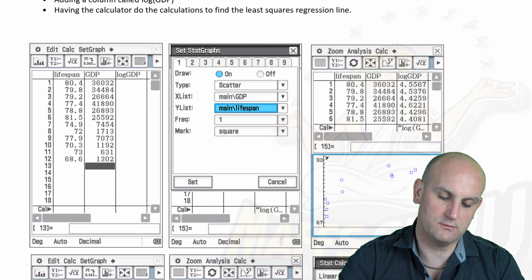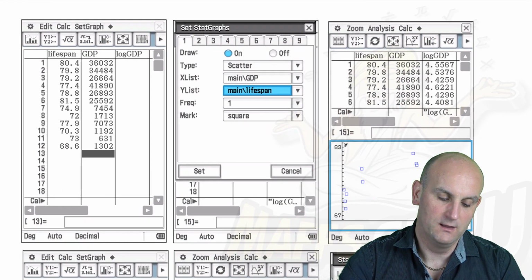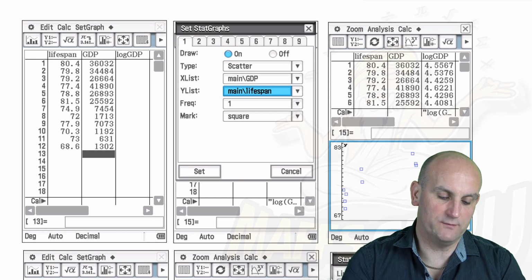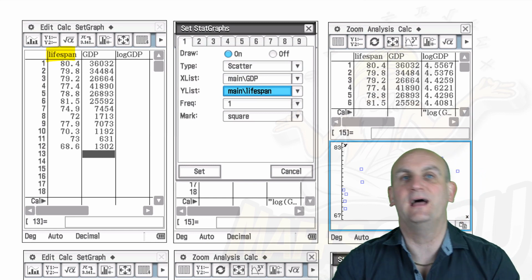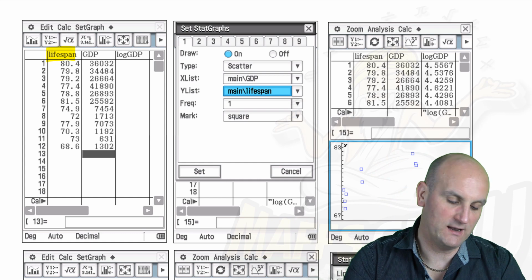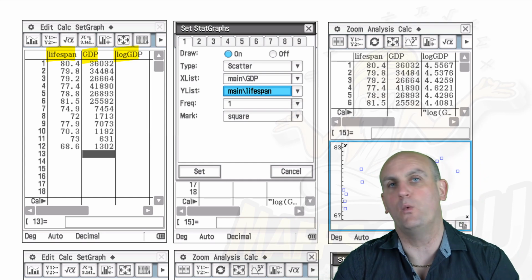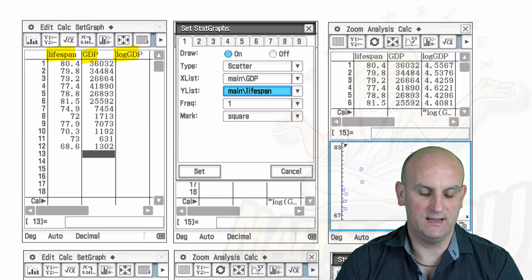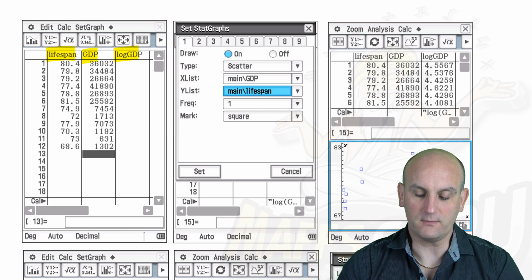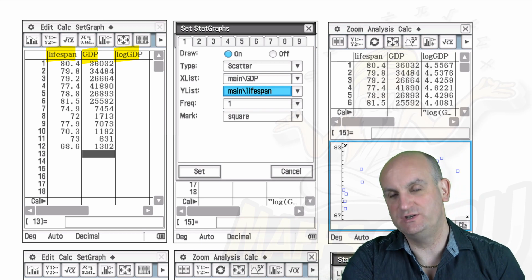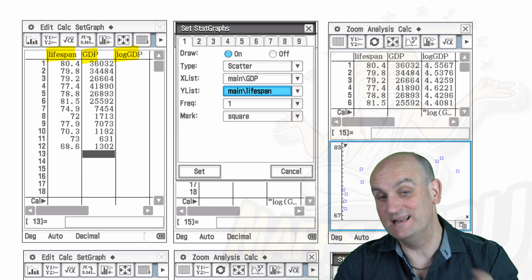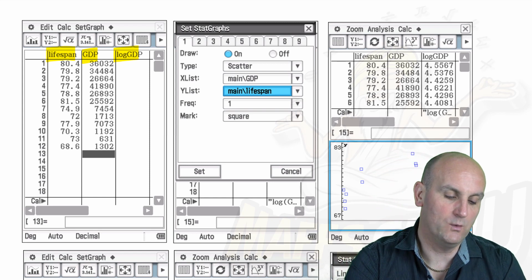So zooming in, I was about to say scrolling in. The first thing I've done is put all of my data in, and what do you notice? I've got a title there of lifespan, a title there of GDP, and I've got one set up for log GDP, and I've entered all of my data in. The first thing I wanted to do was check that it actually isn't linear. I suppose that's the first thing we should do.